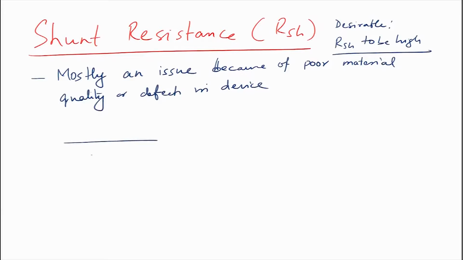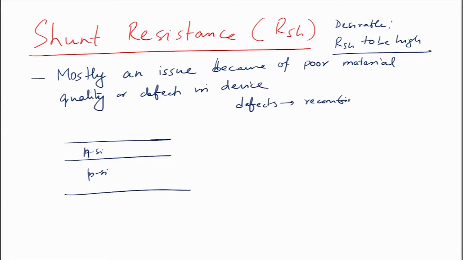So, you can see that you have a p-n junction here. So, this is n silicon, this is p silicon. If the wafer quality is not very good, if you have excessive amount of defects in the device, the defects or traps will lead to recombination. Defects, traps, etc. will lead to recombination and leakage.